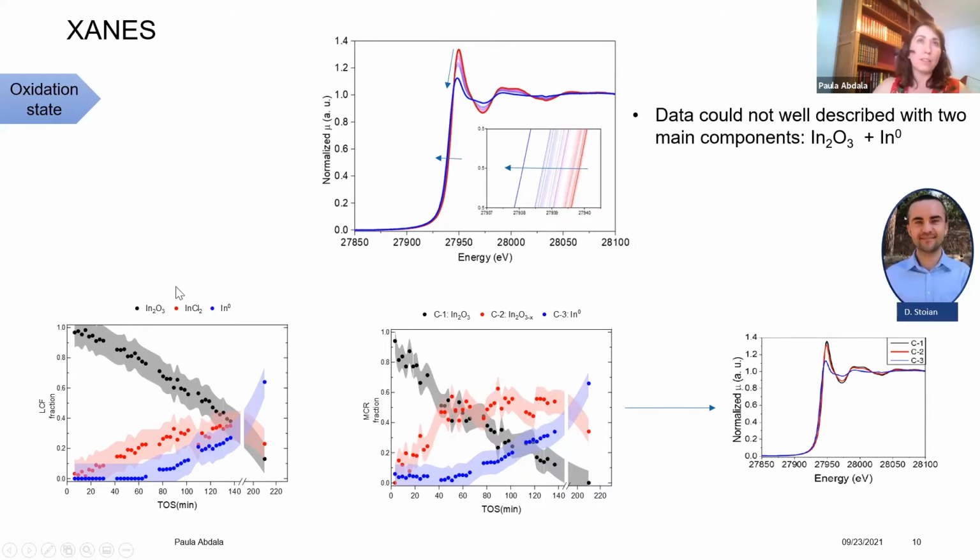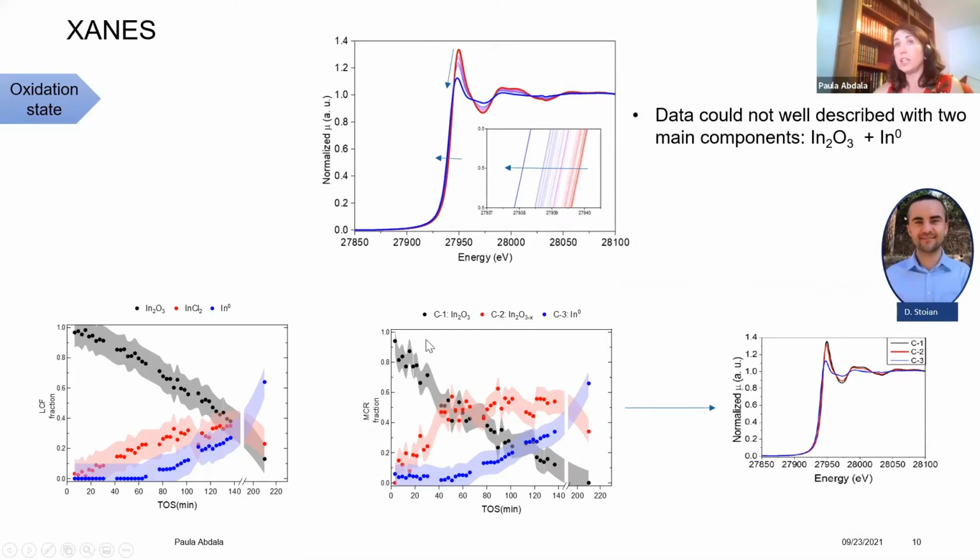But we were not convinced that indium chloride would represent well an intermediate state in an oxide, due to the different ligand. Therefore, we contacted Dragos Stoian at the ESRF, and he performed multivariate curve resolution analysis in a blind manner, without any information on available references, and he extracted 3 main components, which we later analyzed and assigned.